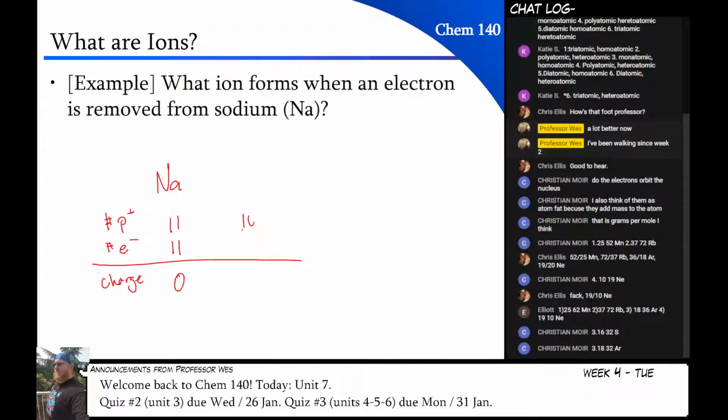But I want to take away an electron. So it's sodium, so it's always going to have 11 protons. But if I remove an electron, now I only have 10. What is the overall charge? I have 11 positives and 10 negatives, so I must have 1 positive left over. And so that's what I would write for my ion.